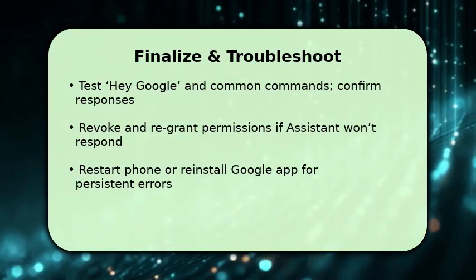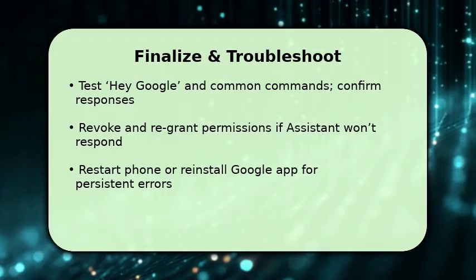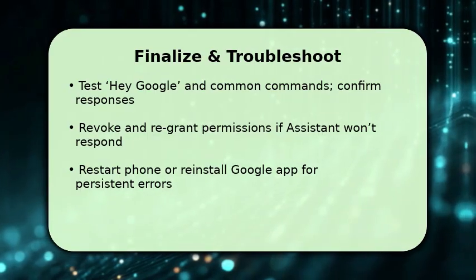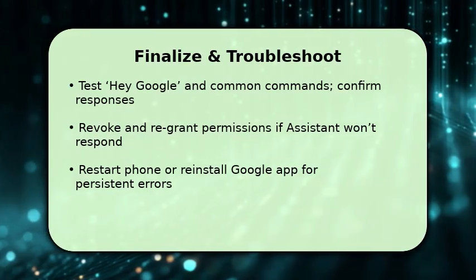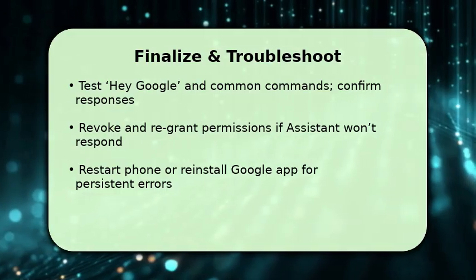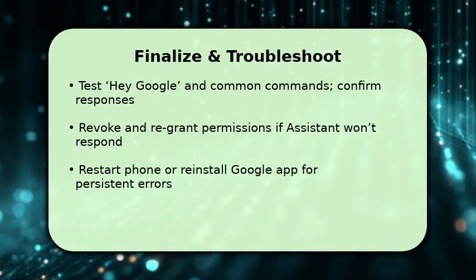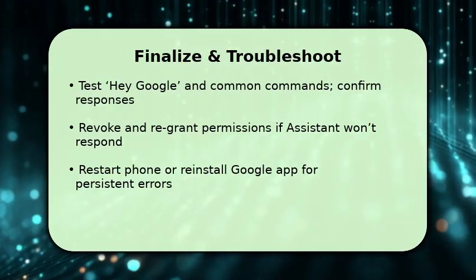Say, "Hey Google, call Mom, what's my next event?" and play jazz. If Assistant fails, open Settings and confirm microphone, location, and notifications are granted. Revoke and re-grant those permissions if needed. Make sure Do Not Disturb isn't blocking responses.